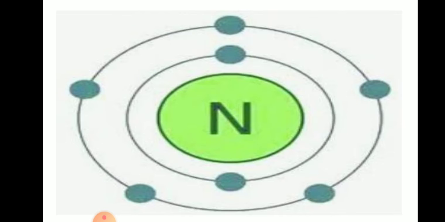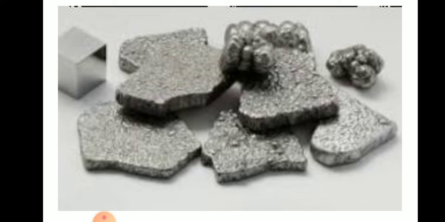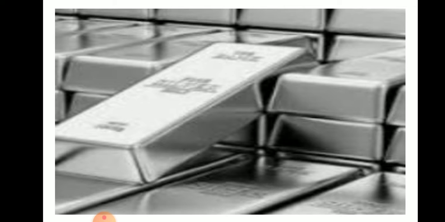Here children, let me now discuss elements. What are elements, children? Substances whose molecules are made up of one type of atom are called elements. We can have some examples like oxygen, hydrogen, nitrogen, iron, gold, silver.